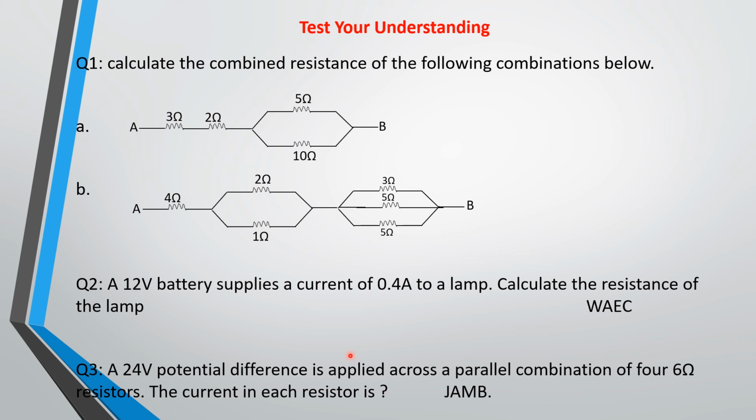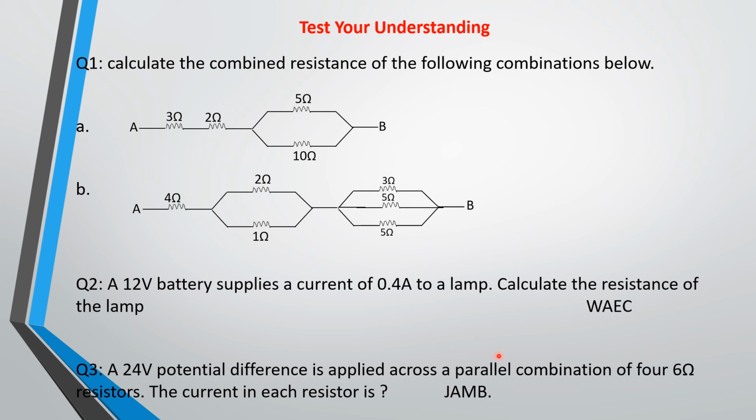So what you do here, just draw the circuit, arrange the four 6 ohm resistors in parallel. Then find their combined resistance. Is that okay? But in this particular case, you know that the current flowing through the individual resistor is different. Is that okay?